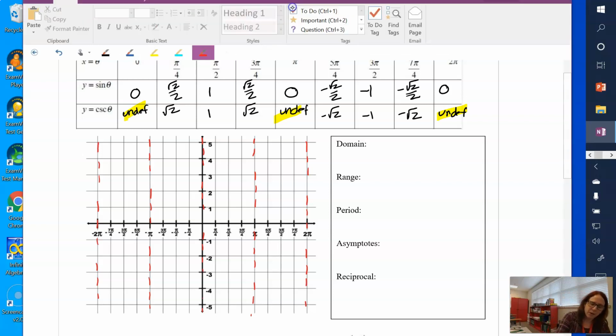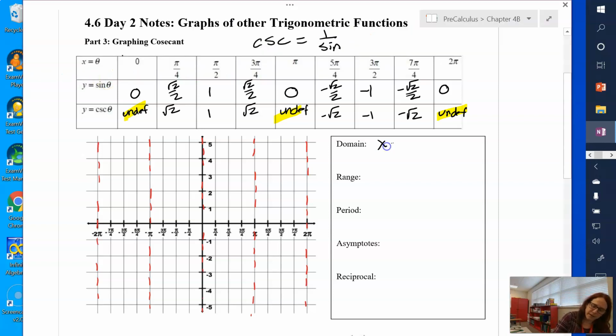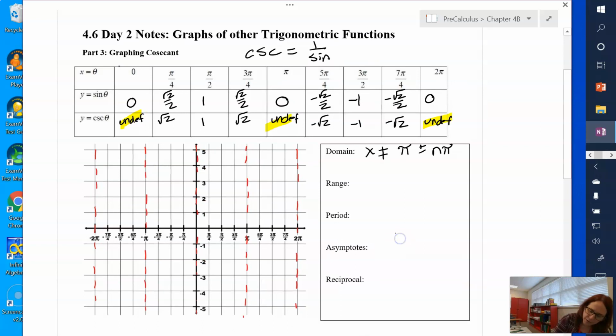And so what that means is our domain is going to be x cannot equal pi plus or minus n times pi. So in all whole number multiples of pi, you can't have your x be there, and that's because there are asymptotes there. So I'm also going to say that my asymptotes are at x equals pi plus or minus n times pi. All right, the next thing I'm going to do is start plotting some points. And once we do that, we'll be able to see our range and our period better.